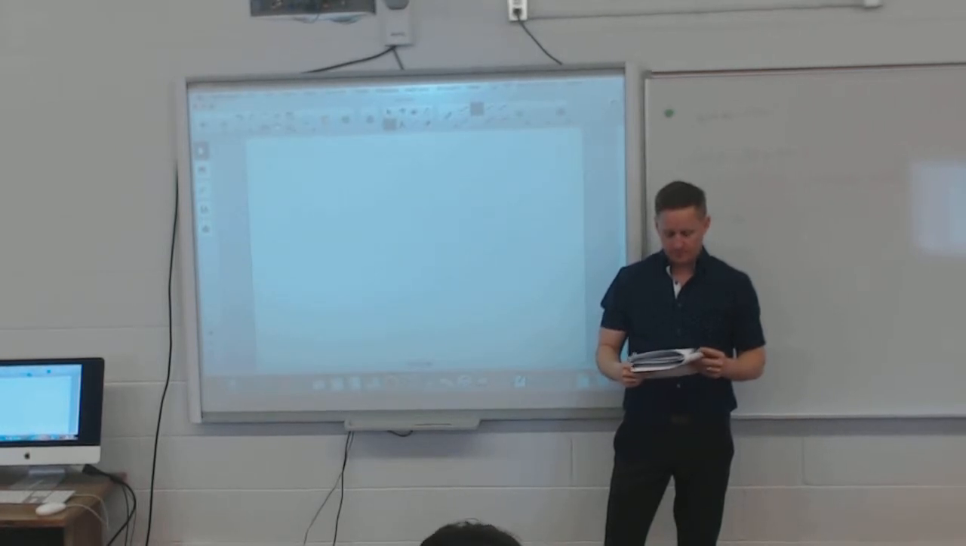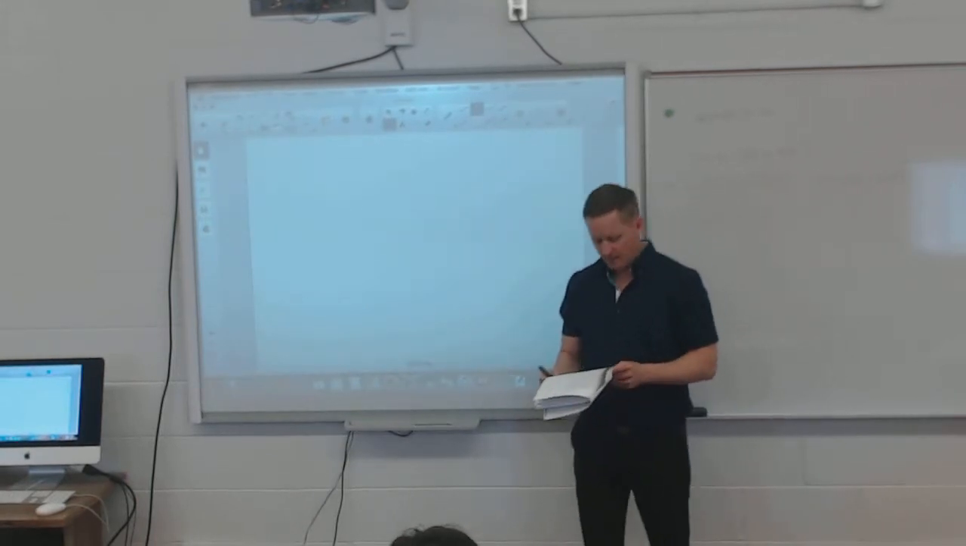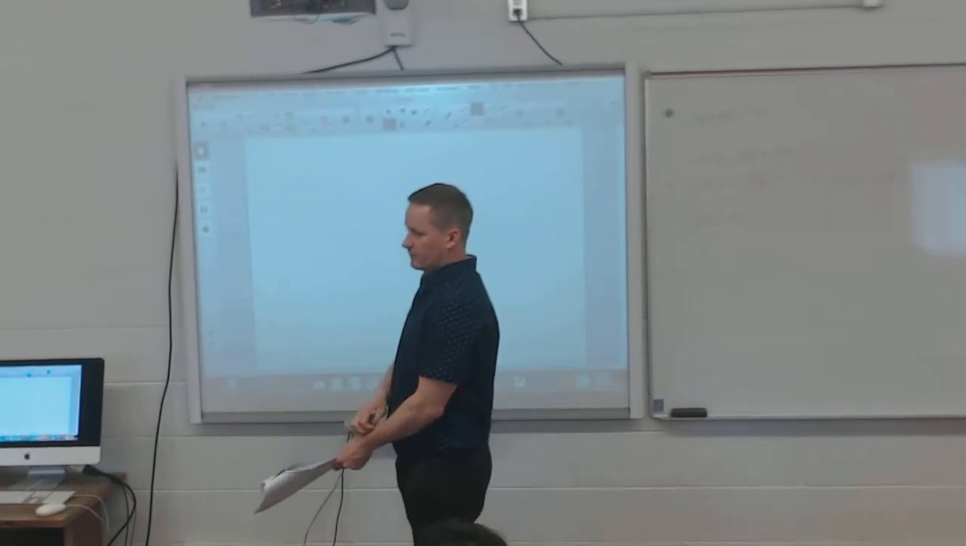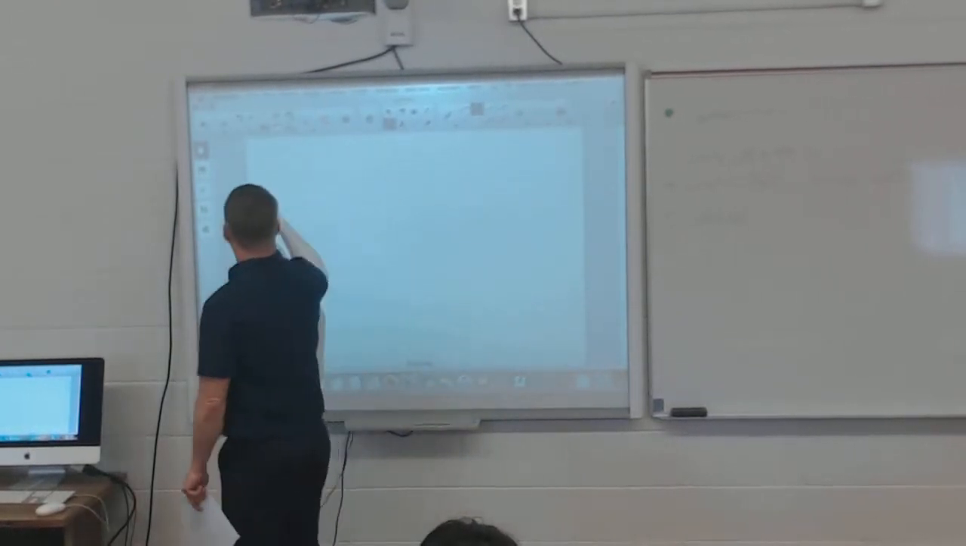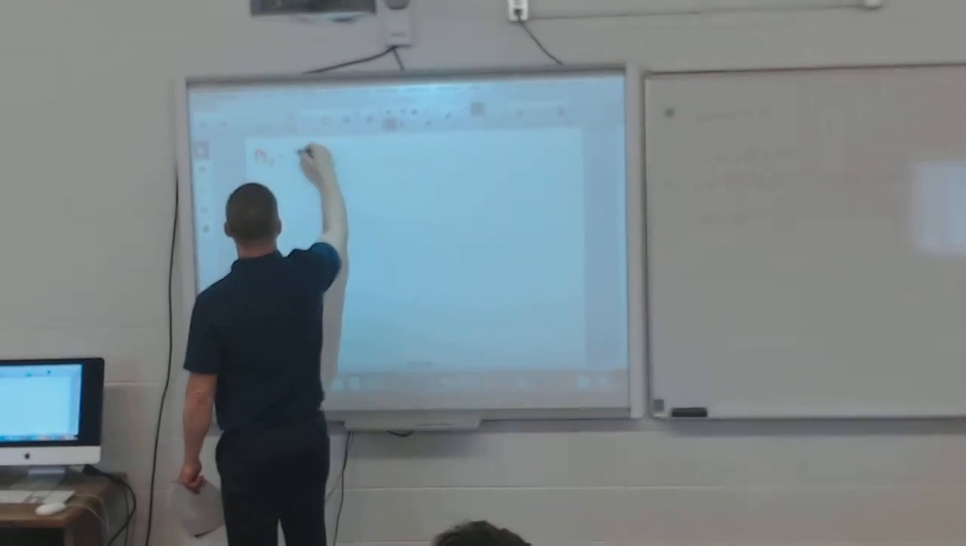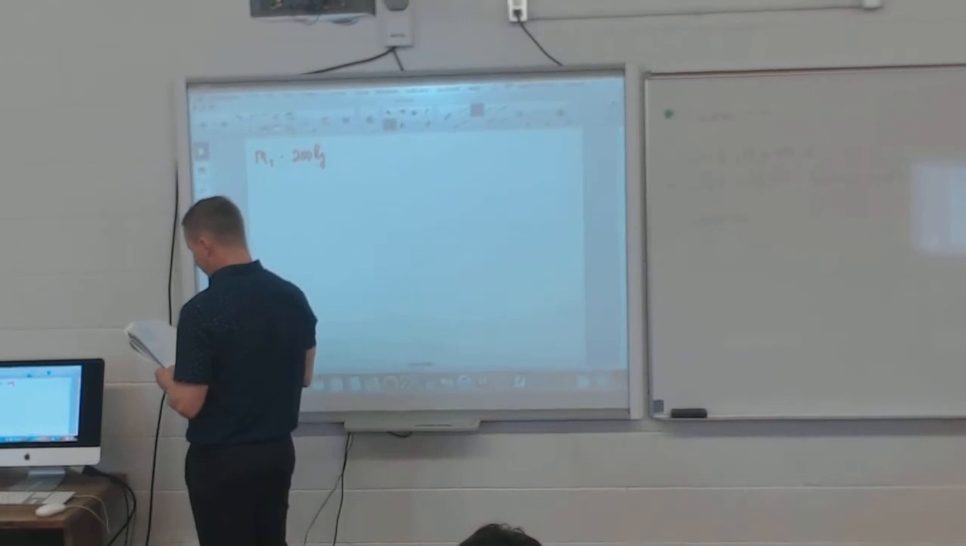Question 16 on page 327. Okay. What information are you given here? Last one is 900 kilograms. Okay. What else are you given?